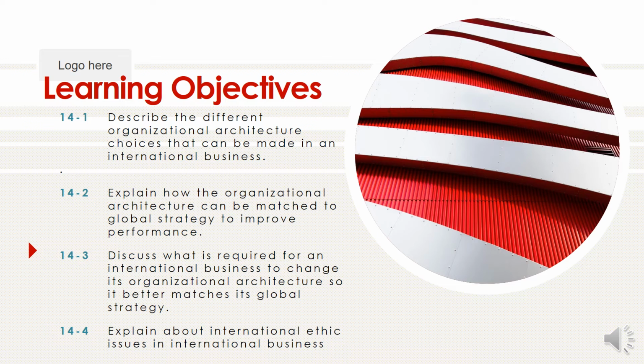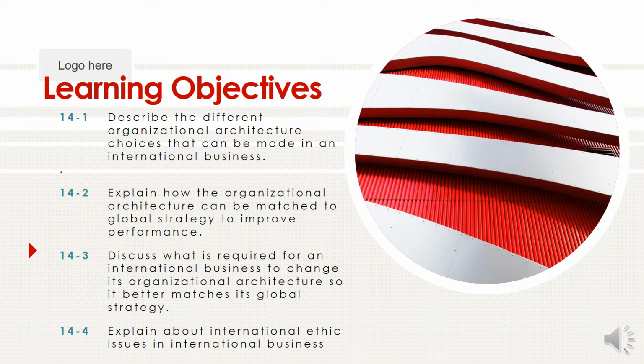First, the learning objective is to describe the different organizational architecture choices that can be made in an international business. Second, to explain how organizational architectures can be matched to global strategy to improve performance.